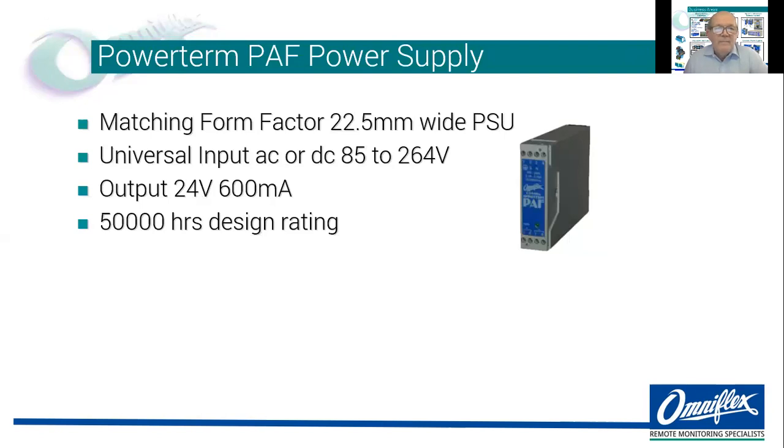A complementary product that goes with the Omniterm signal conditioning is a power supply in exactly the same form factor as the modules, and that has a universal input of AC or DC 85 to 264 volts and an output of 24 volts at 600 milliamps. And it has a 50,000 hours design rating.